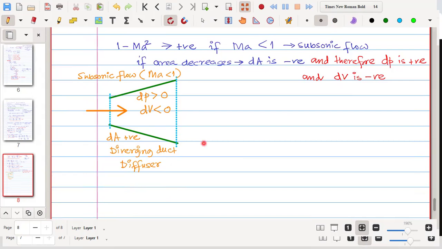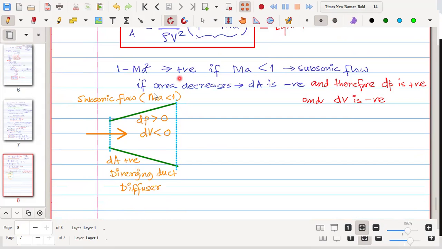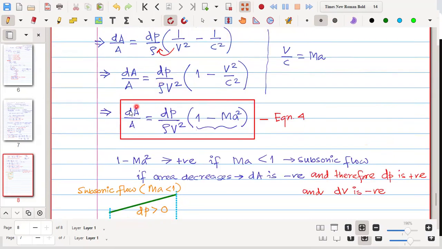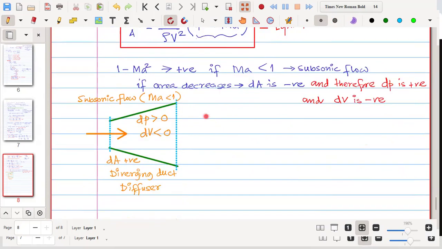Now the opposite thing will happen if the area decreases. That means what? If area decreases, what will happen? The opposite thing will happen. Simply, you see that if area decreases, that means dA is negative, and this quantity is always positive for subsonic flow. Therefore, if dA is negative, then dP is also negative. And if dP is negative, dV will be positive. Clear? Clear or not?